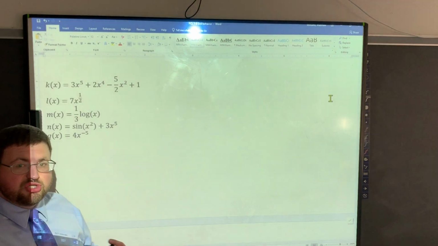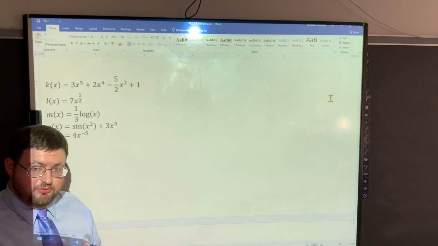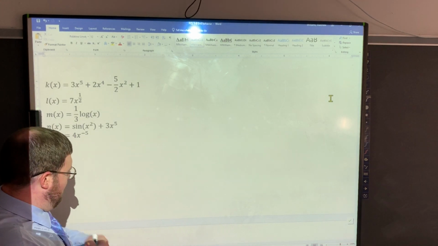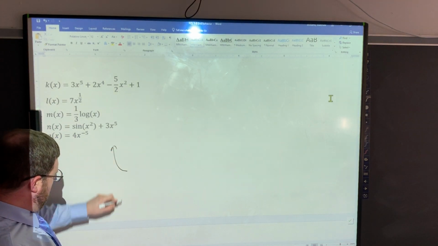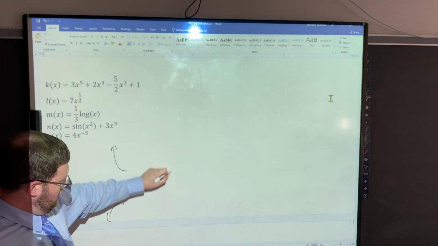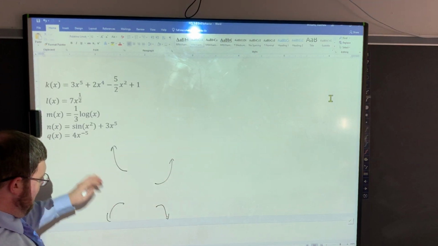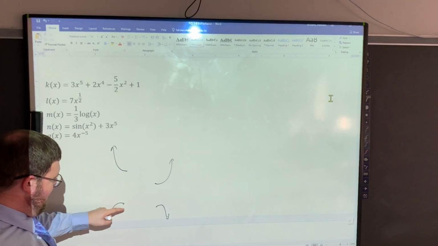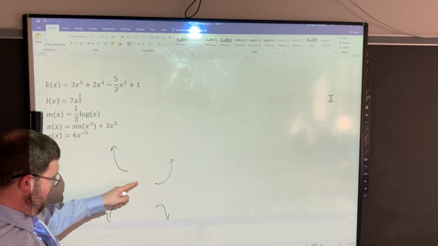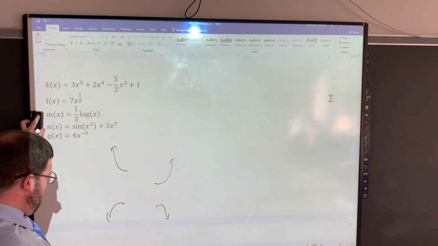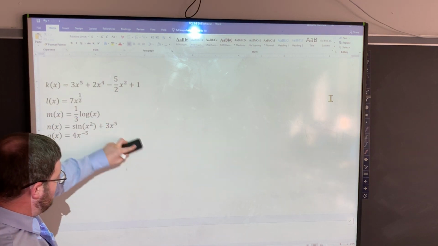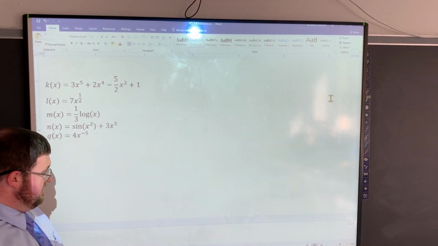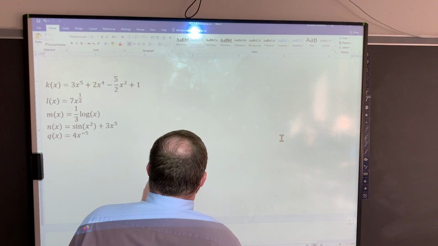Those are the choices in general, but for polynomials there's only two choices. There's up forever and down forever. So the left end can go up forever, or the left end can go down forever, the right end can go up forever, or the right end can go down forever. And there can be any combination of left and right. It can be left up, right down, left up, right up, etc. So we need to talk about how to determine what that end behavior is going to be from the equation, from the function rule. So there are some rules that I gave you.